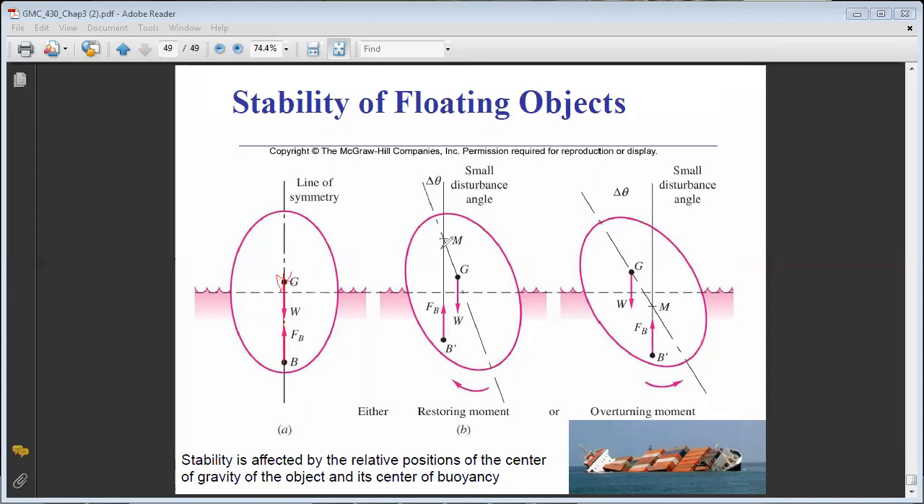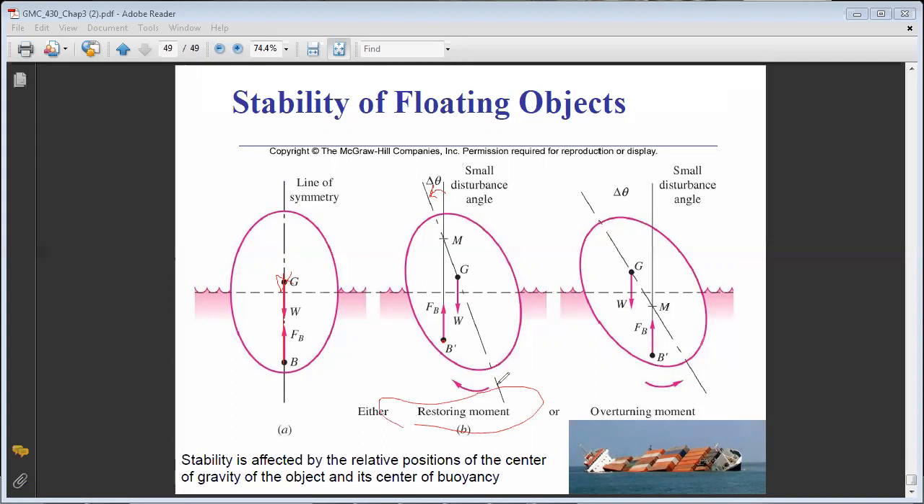Now consider that, of course, during a trip, the boat can have some disturbances. What I should do is that whatever the disturbance is, I should locate my buoyancy point in a way that always gives me a restoring moment. What do we mean by restoring moment?